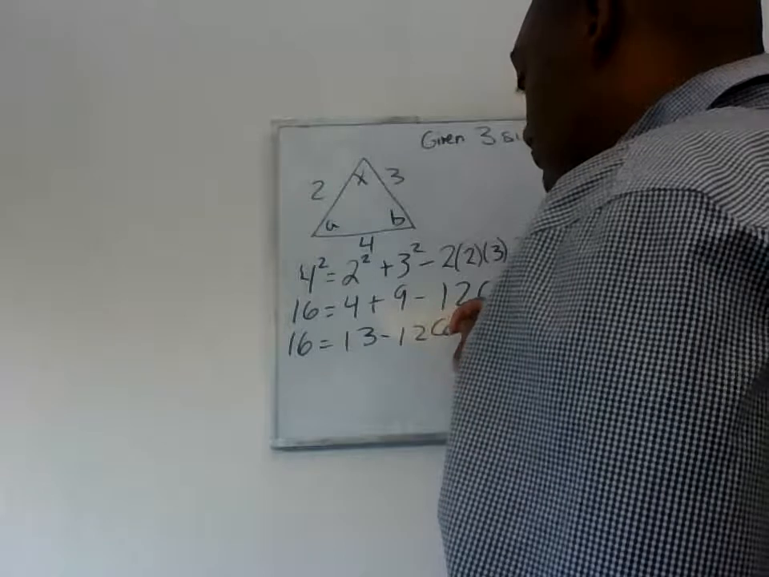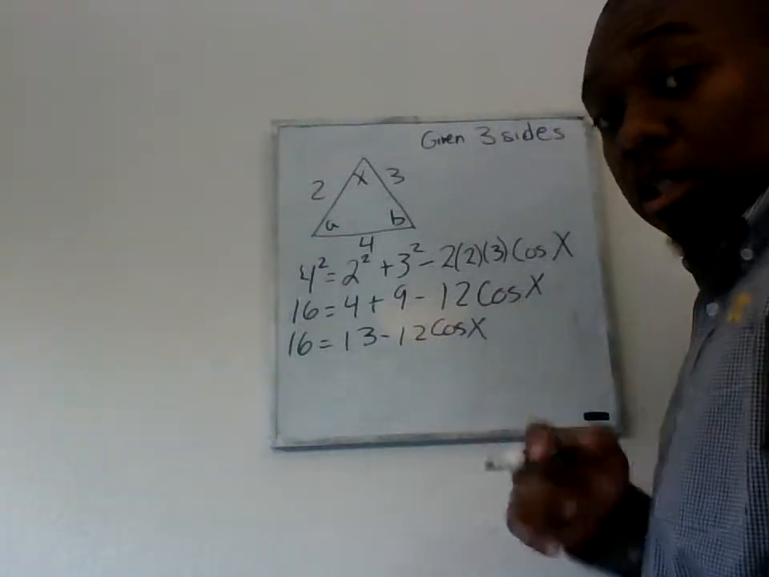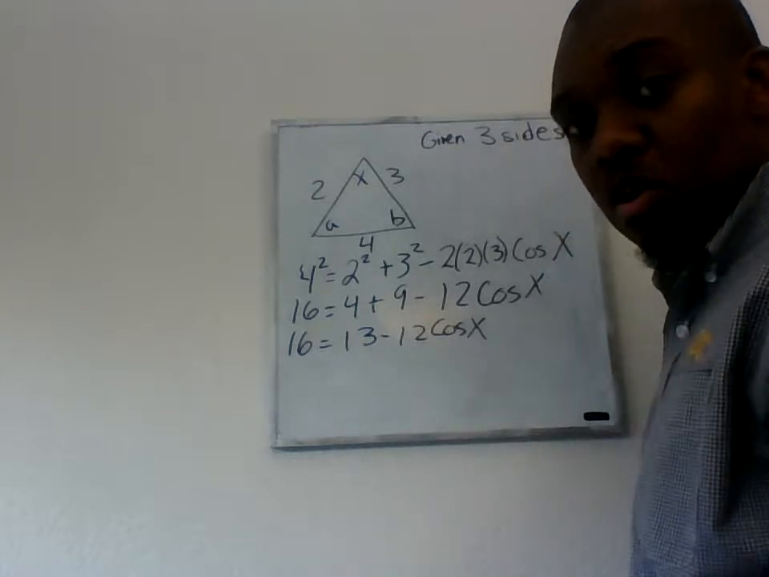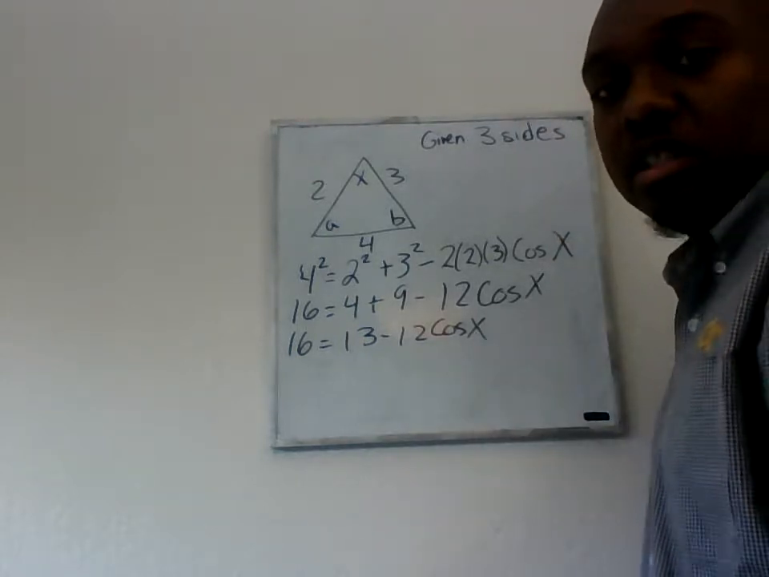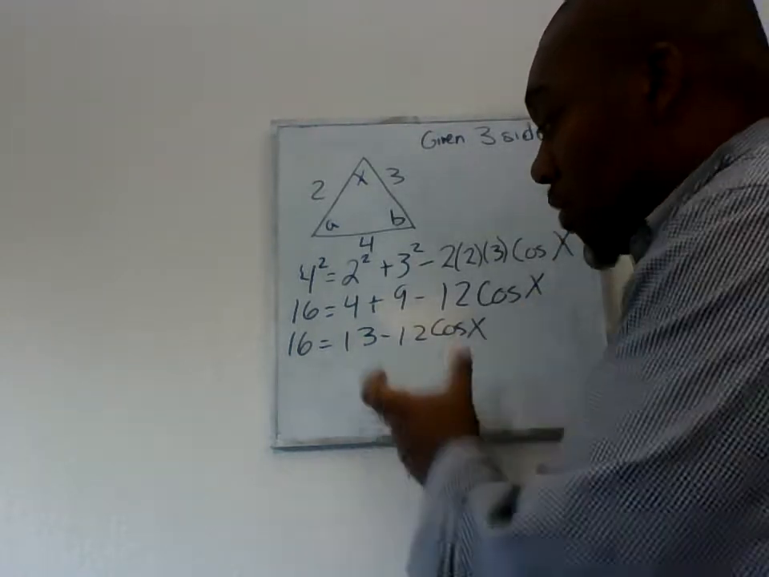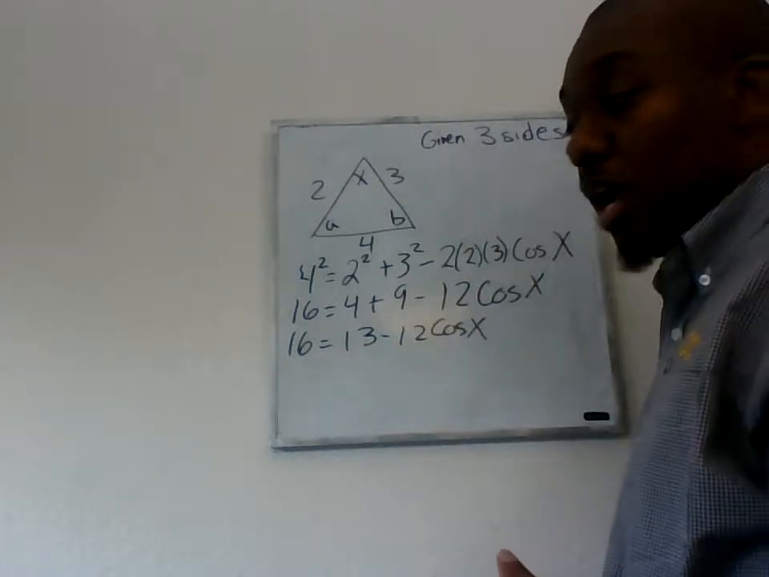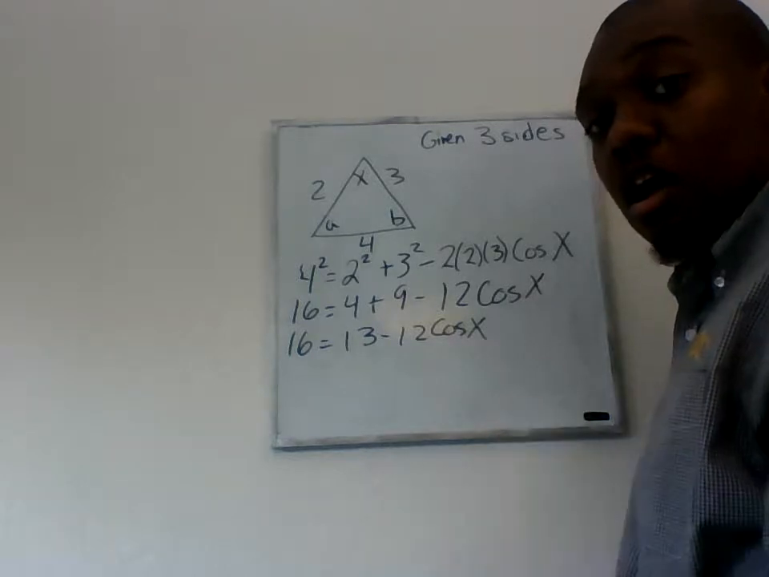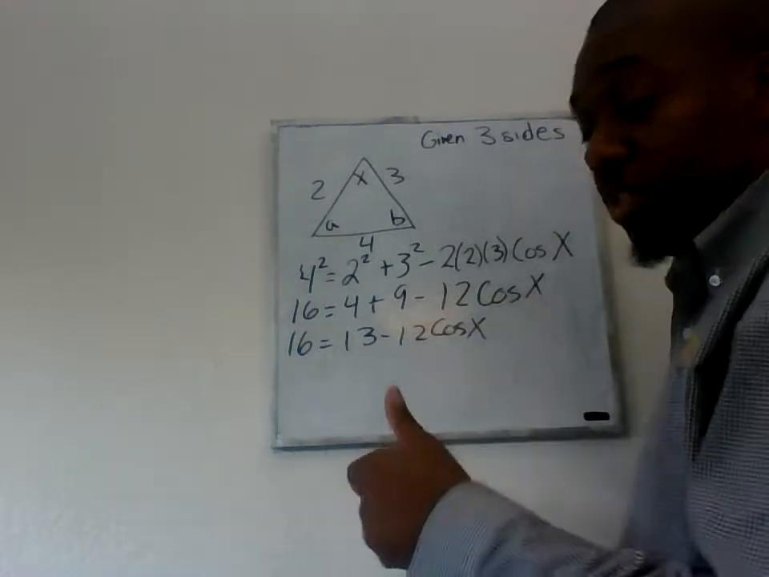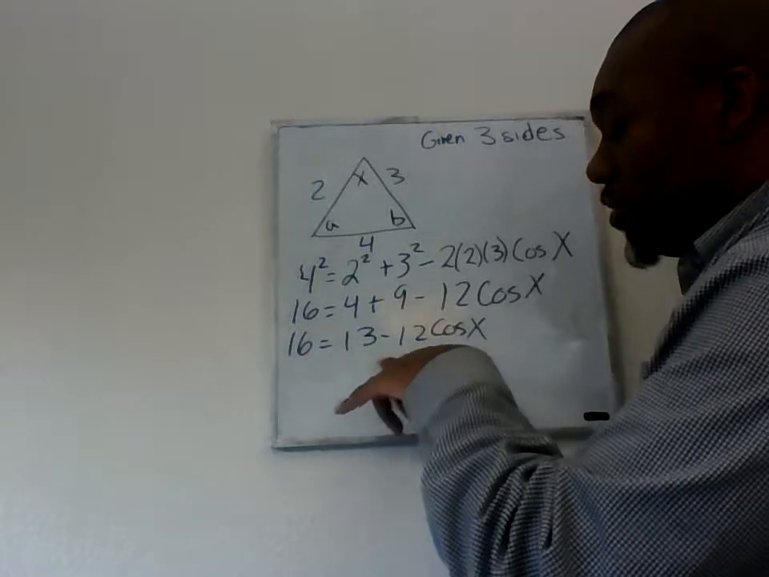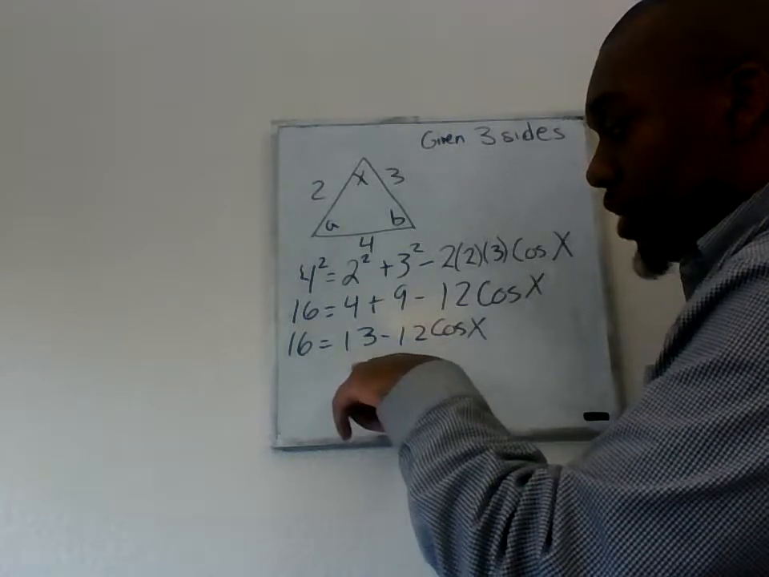From this point, we can simplify a little further, and we get 16 equals 13 minus 12 cosine X. Now, the most common mistake made here is that people will say, oh, 13 minus 12 is 1, and then we could just do inverse cosine. No. Order of operations says that you multiply before you subtract here. So in order to solve for this, we would do the inverse of that: before undoing the multiplication, we're going to get rid of the subtraction.